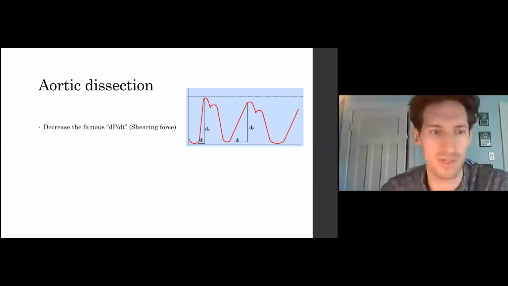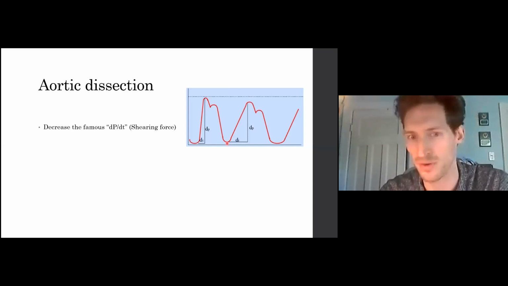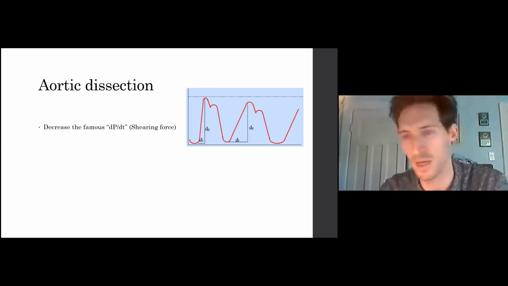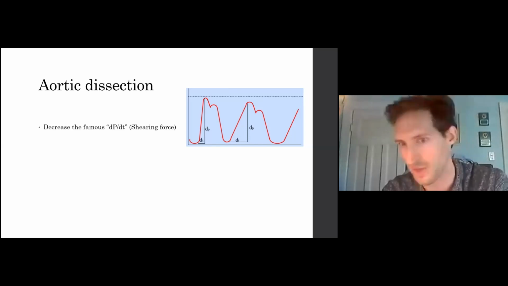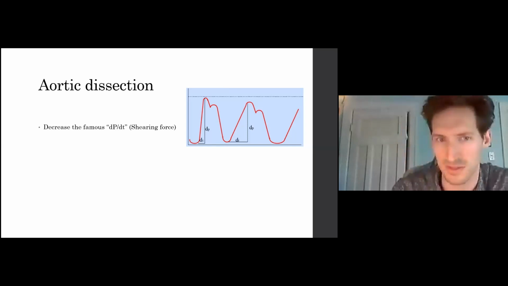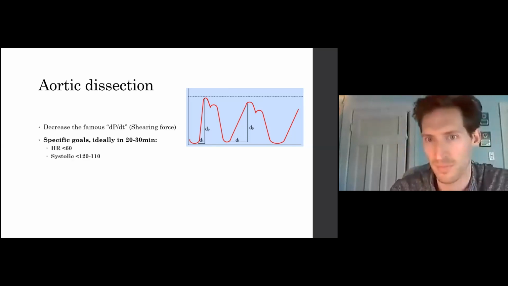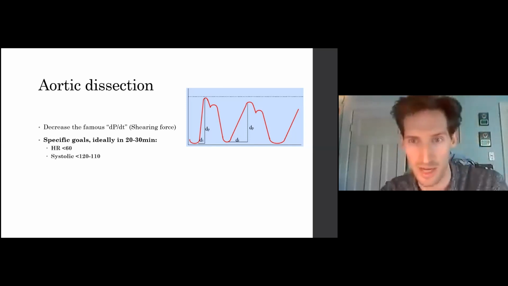The whole point is to decrease the height of the pressure wave and try to spread it over a longer period of time, right? It's decreasing the acceleration of each pressure wave so as not to further the dissecting injury. So we have to decrease the heart rate, we have to decrease the stroke volume, we have to decrease the systemic vascular resistance. So the greatest combo is going to be beta blockers and vasodilators.